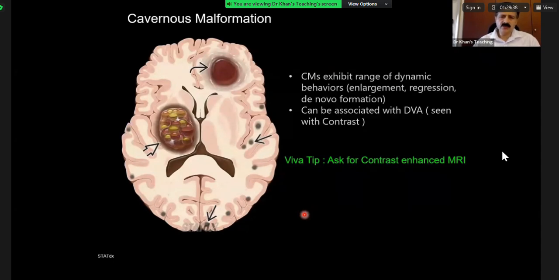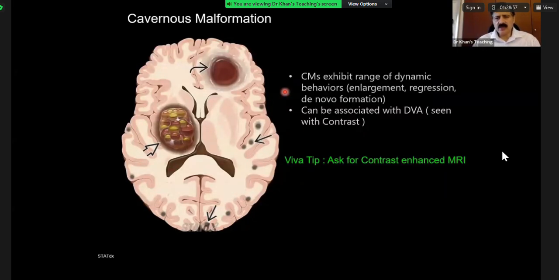Very interesting behavior of cavernomas. They can enlarge, they can regress, and there can be de novo formation. Means you have done a scan one year and there was nothing, and two years down the road, you can see a cavernoma. So don't think that it is something malignant, but this is how they behave. Age of presentation is anywhere between 40 to 60. Of course, it can be younger also. So four different types of appearances have been described.